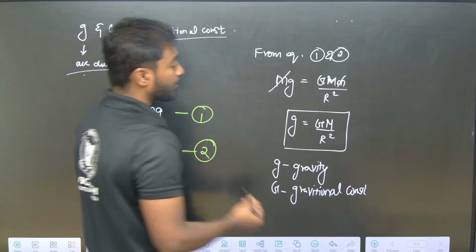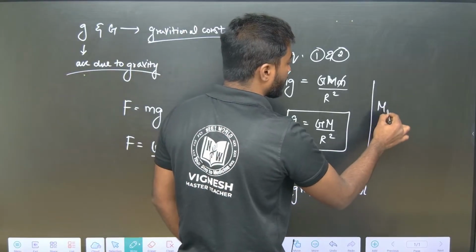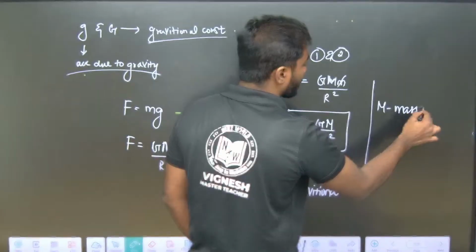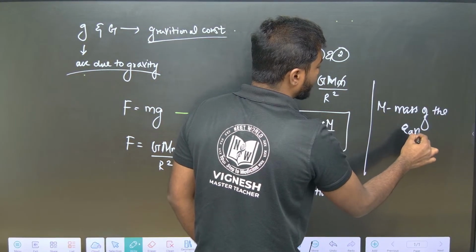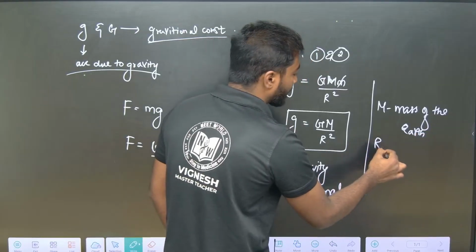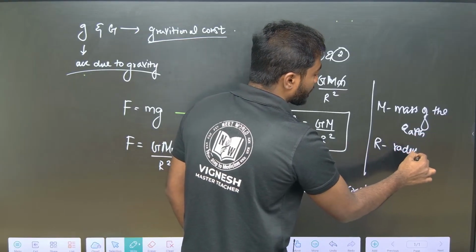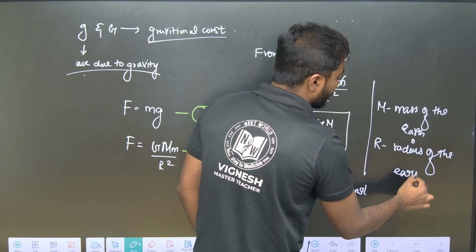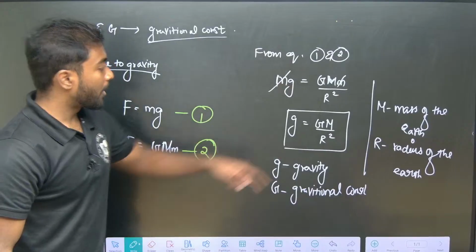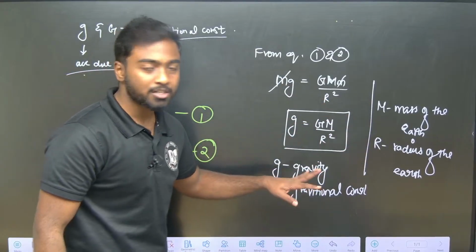And what about m? M is nothing but the mass of the earth. We are talking about the surface, so it is the mass of the earth. And r is nothing but the radius of the earth. So we know the approximate values of mass, radius and the gravitational constant, right?